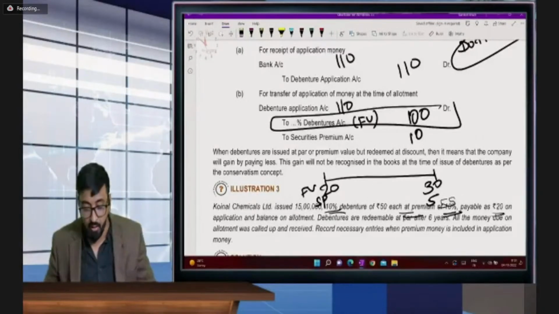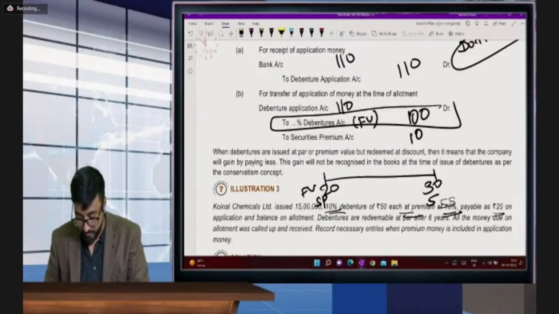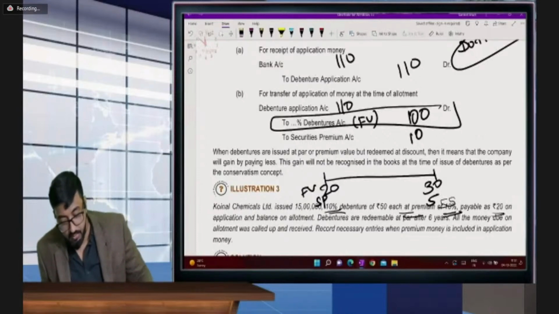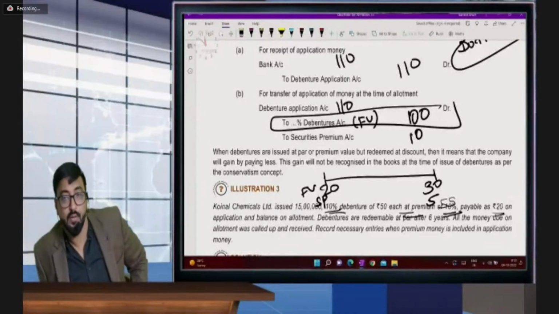Sorry. Tell me the entries for one debenture. You only think.